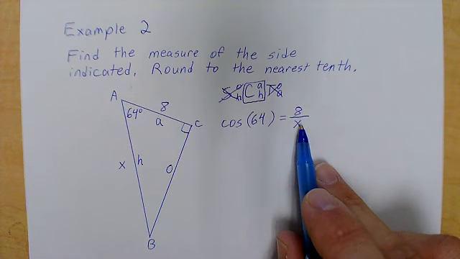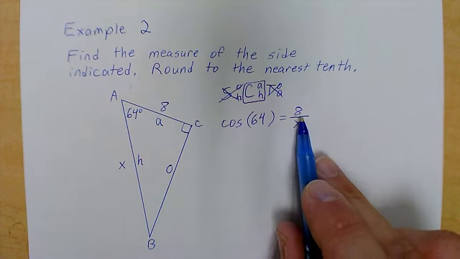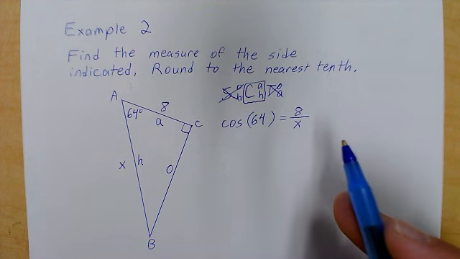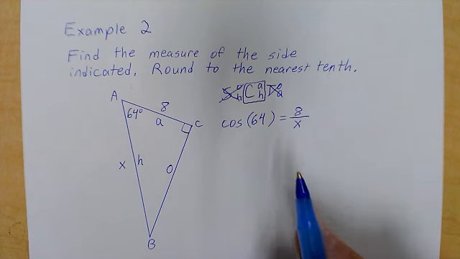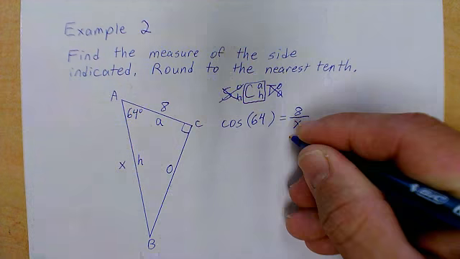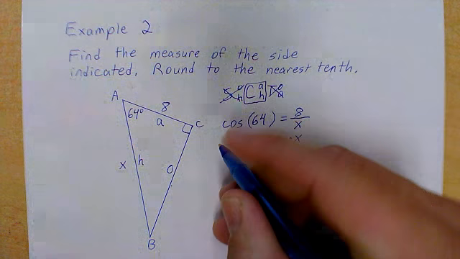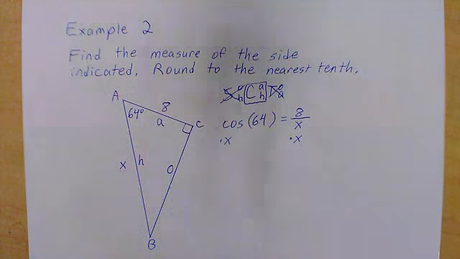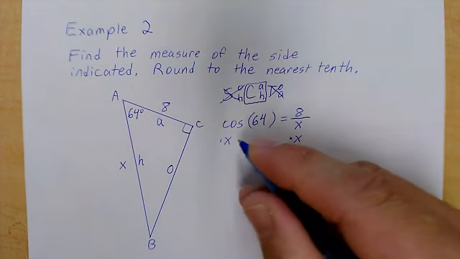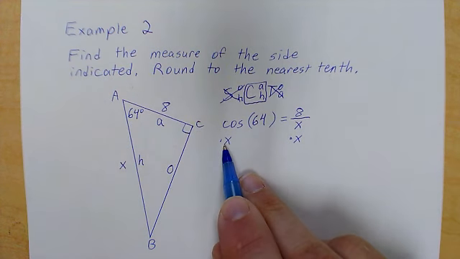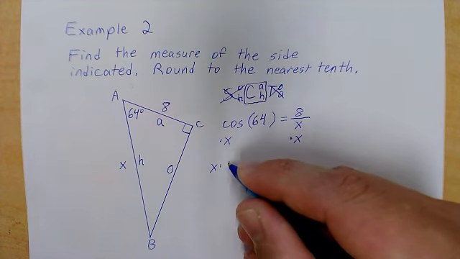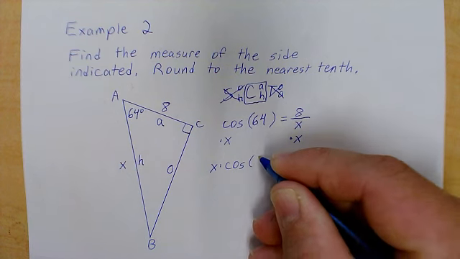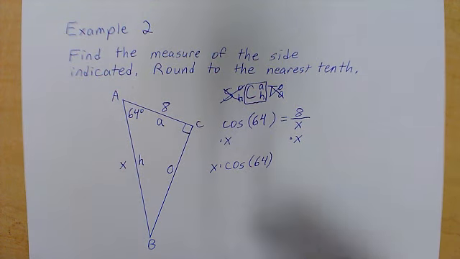It's really a 50-50 chance on whether x is going to be on the numerator or denominator. Regardless of where it is, you should always, on your next step, multiply by the denominator, which in this case is x. So I'm going to multiply both sides by x. So on the left side, this is going to be x times the cosine of 64, which is some number.